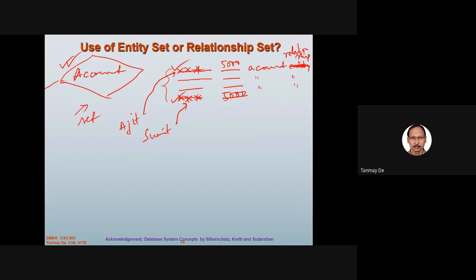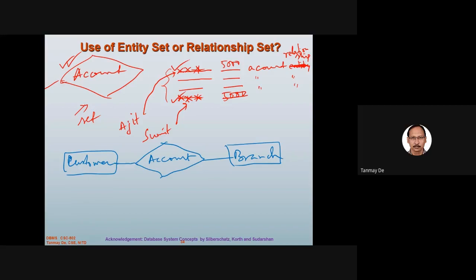Just a minute, I change the color. Say, customer entity set, account. This is the branch. Okay, this side is many, this side is many. And here account number, and another descriptive attribute is the balance.